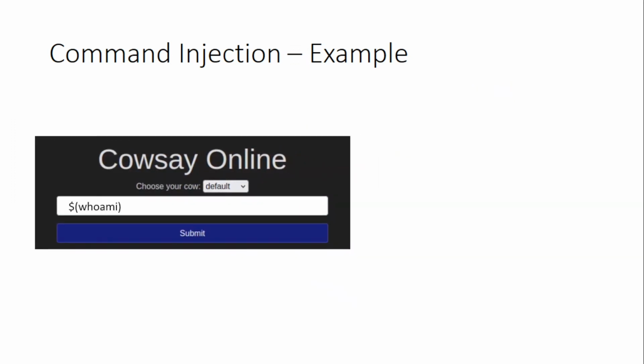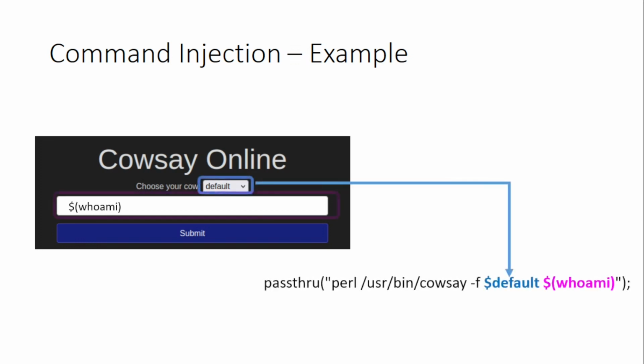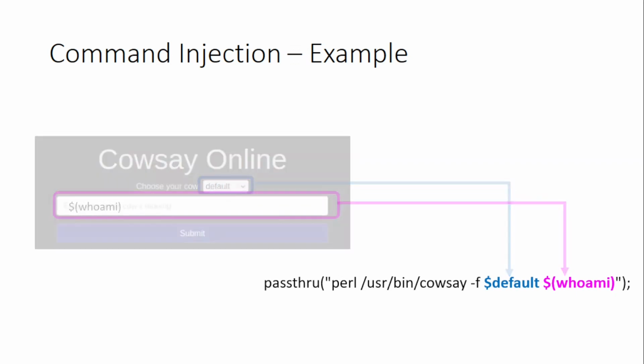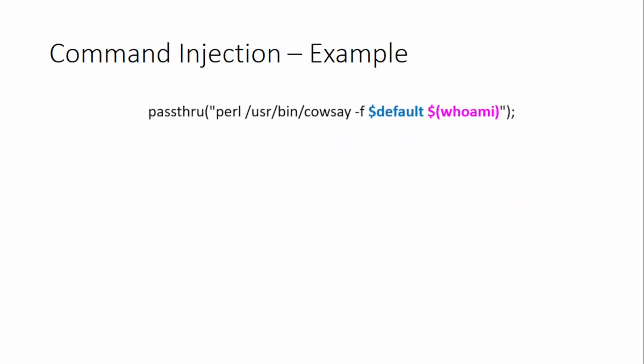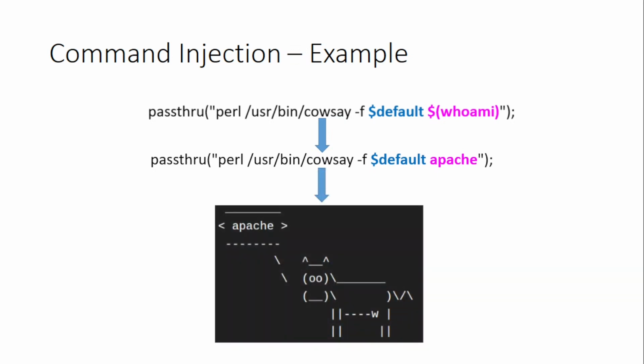So if we go back to our example, we would put inside the input whoami with a dollar sign and in between brackets. Once we do that, it's executed as this. So whoami is executed first, the response would be Apache, and then we get this answer.